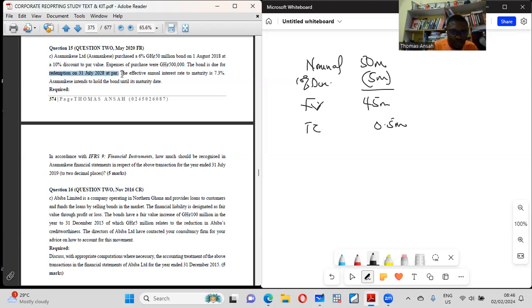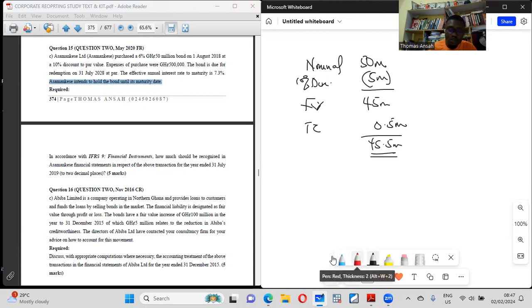All right. The effective rate is 7.3. Samankesi intends to hold the bond to maturity. Okay, so that makes it an amortized cost concept. So here we can add, right? So it will be 45.5. So that is our initial measurement, since it's an amortized cost, we are holding it to maturity.